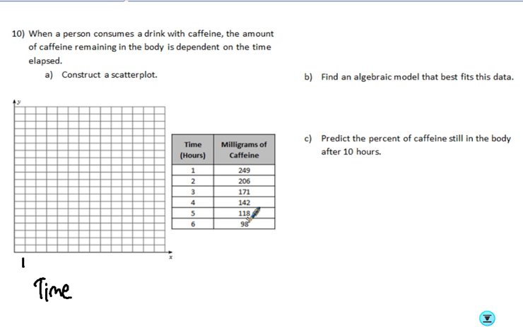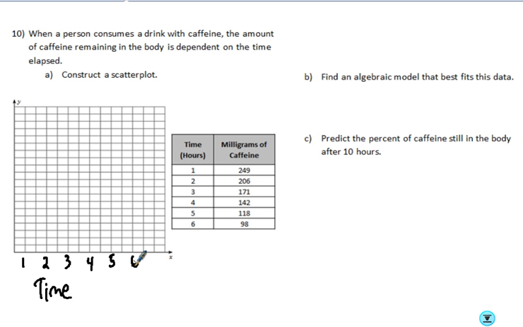I've got to go up to 6. I'm going to spread this out a little bit. So I'm going to say 1, and then I'm going to skip 1, just so I can spread out my graph a little bit so it's not all crammed up close. Right, so I'm going to spread that out.